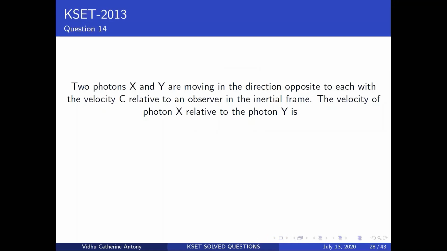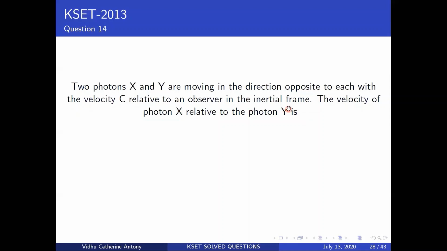Now, two photons. This is a question from relativistic mechanics. So two photons x and y are moving in the direction opposite to each other with a velocity c relative to an observer in the inertial frame. The velocity of the photon x relative to the photon y is.